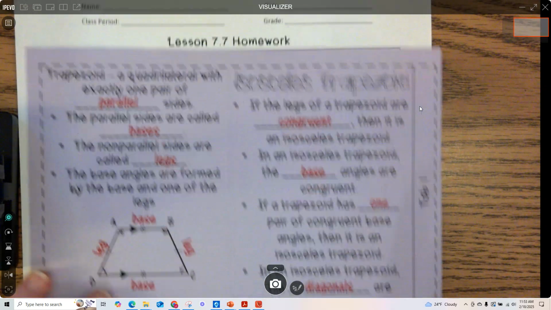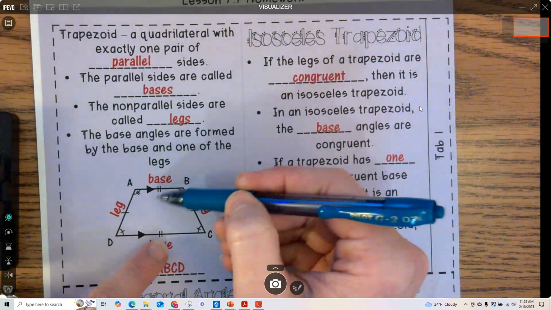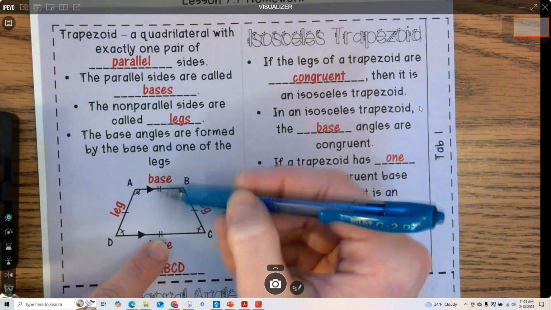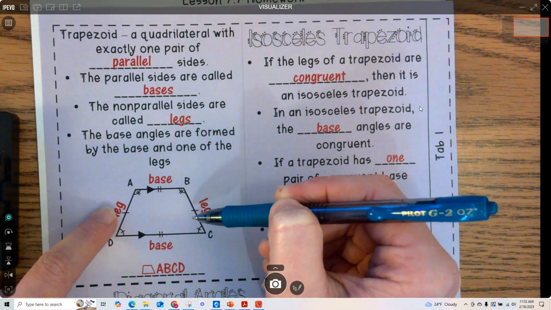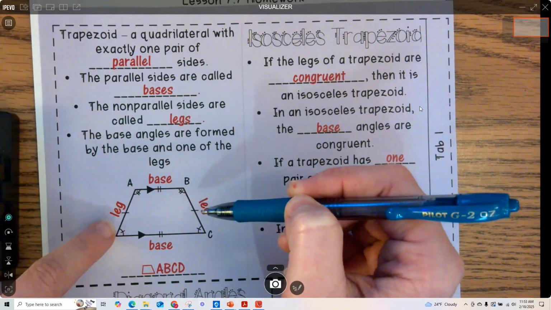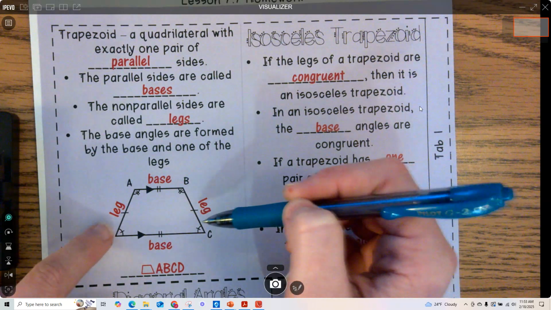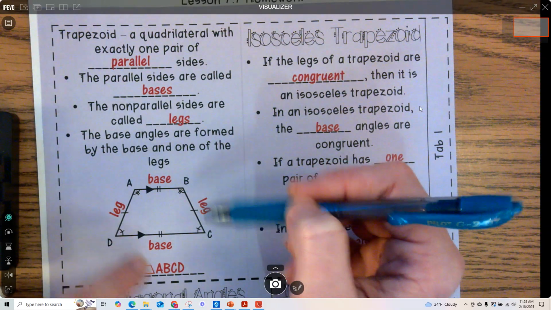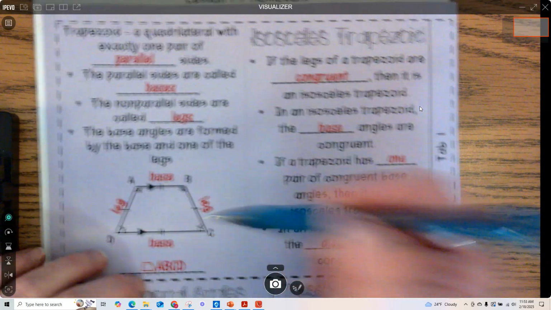All right, so a trapezoid is still a quadrilateral, 4 sides. It's got exactly one pair of parallel sides. So one of the pairs is going to be parallel, the other is not going to be parallel to each other. The parallel sides are called the bases. The non-parallel sides are called the legs. It's important to be able to know which ones are the bases, which ones are the legs, especially when it comes to finding the area of these things, okay, which we're going to do in the next unit.